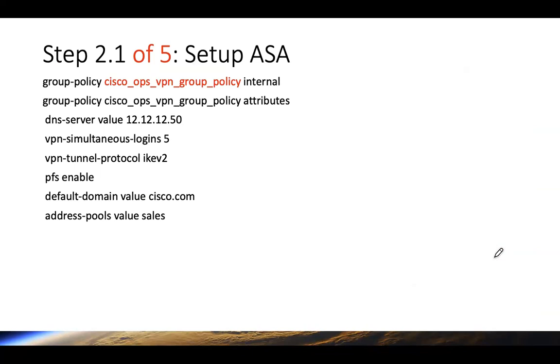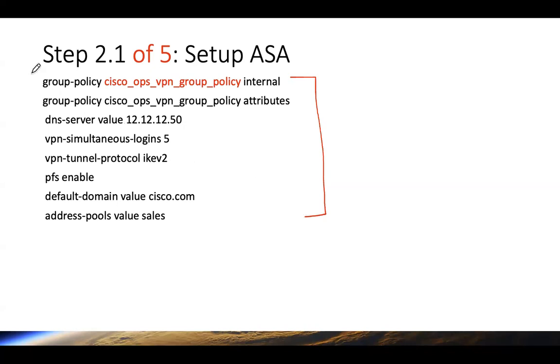Coming back to step number 2, where we need to set up Cisco ASA. Well, configuration on ASA is very minimal, guys. Now you can see we just have configured a random group policy, Cisco Ops VPN group policy, nothing major. I won't be explaining what a group policy is or how to set up a VPN. I assume the audience of this video knows what a group policy is.